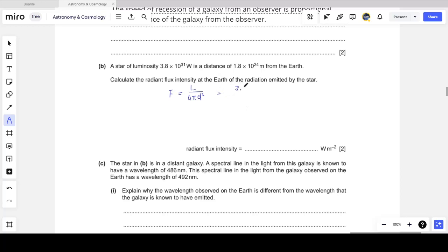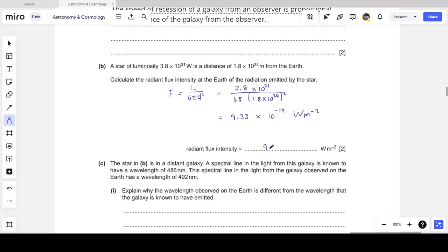And so L is 3.8 times 10 to the power 31 watts divided by 4 pi times the distance to the star, 1.8 times 10 to the power 24, squared. And what I should find is 9.33 times 10 to the minus 19. And the units, remember, is watts per square meter.